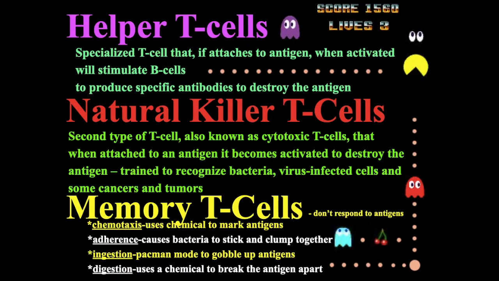Here are the helper T cells, which are specialized T cells that attach to the antigen, and this stimulates the B cells to produce specific antibodies. Natural killer T cells, or the killer T cells. This is a T cell, also known as cytotoxic T cells. This basically will destroy an antigen. When attached to the antigen, it's going to be activated. It's trained to recognize bacteria, viruses, virus-infected cells, cancers, and tumors, as we said on the previous page.